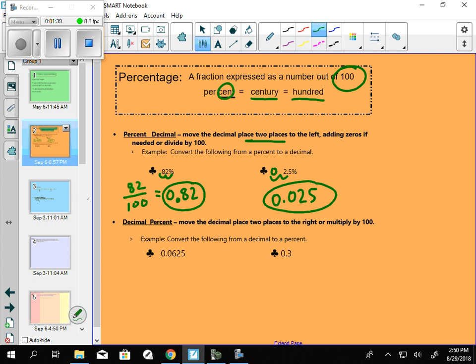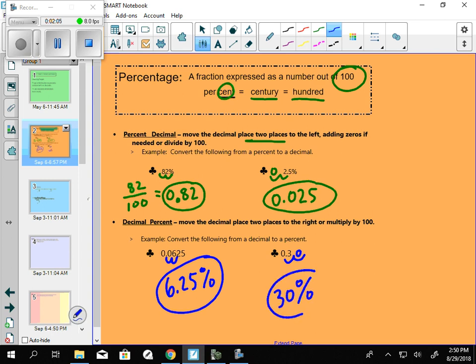If you want to go decimal to percent, then we want to times by 100 or move the decimal the opposite way. So here we would move it 2 times to the right. So this decimal would be the same as 6.25%. Doing the same thing here, moving it over once puts it to the right of the 3. Moving it a second time results in this open space. Again, you guys fill open spaces with zeros. So 0.3 is the same as 30%.